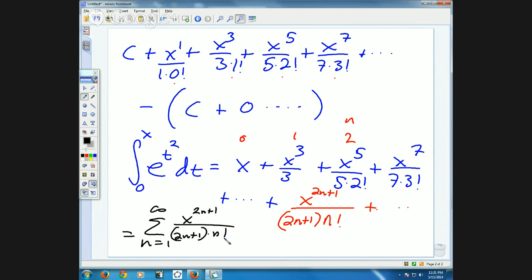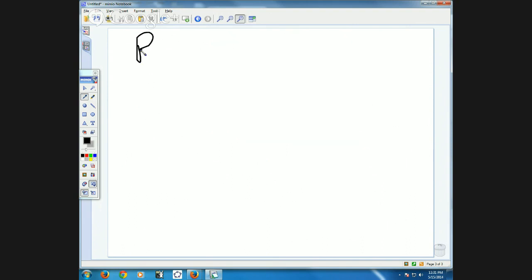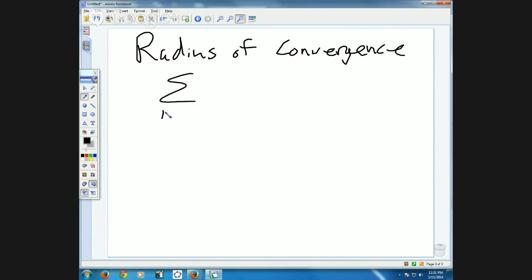Next question. What is the radius of convergence of this series? Let's figure that out. So I recommend that we do the ratio test. That is what I recommend. Just start.